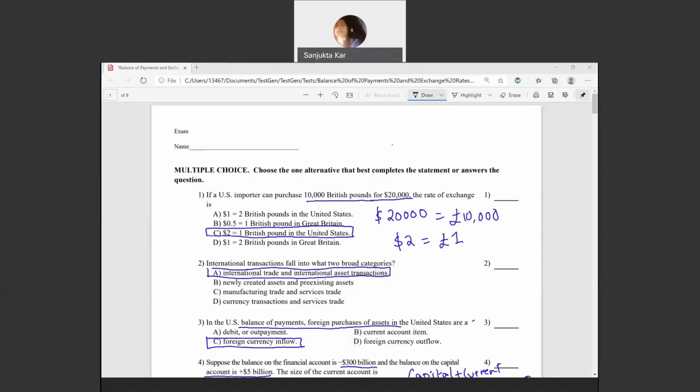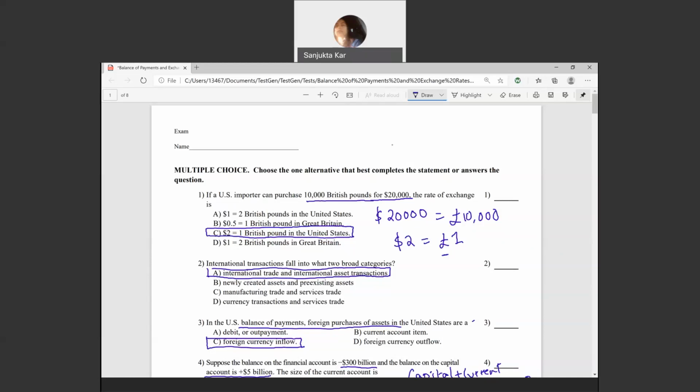Hey everyone, let's look at the chapter on balance of payments and exchange rates. I already did question number 1 for you. This one tells us 10,000 British pounds is equal to $20,000 and they're asking us to find the rate of exchange. So my answer will be $2 is equal to 1 British pound. This is the sign of British pound.